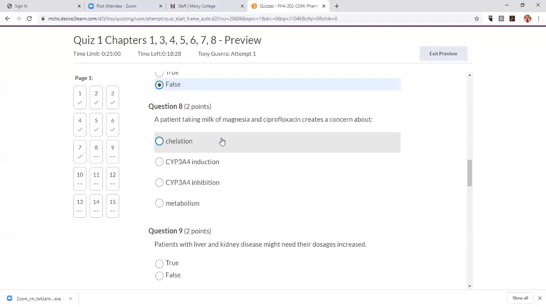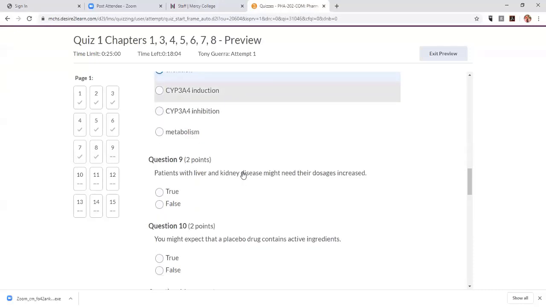CYP3A4 induction or CYP3A4 inhibition. CYP3A4 you could have substituted with just liver induction or liver inhibition. And that's just saying, okay, well, is it going to make the drug go up, go down, in metabolism itself? But it was all chelation. Unfortunately, milk of magnesia will bind to the cipro and make it ineffective, and that's something we certainly don't want.